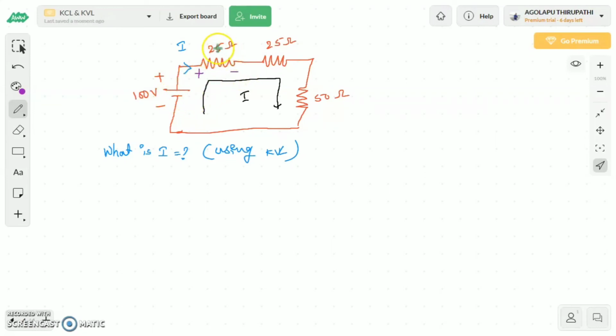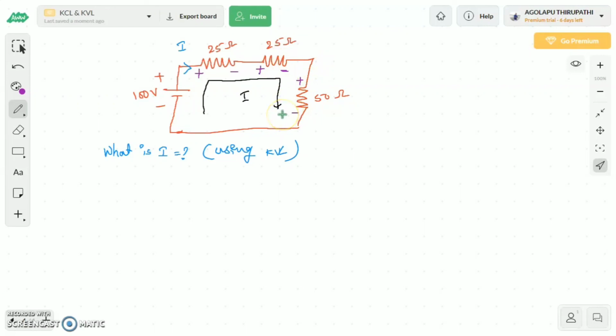For this particular 25 ohm resistor, what is the entering terminal? This is the entering terminal. At this point, current is entering this resistor, so I am taking positive. The current is leaving here, so negative. Next, the same amount of current flows through the circuit and enters this second resistor at this point. So this is positive and this one is negative. Here current is entering, therefore positive, and it is leaving, therefore negative.